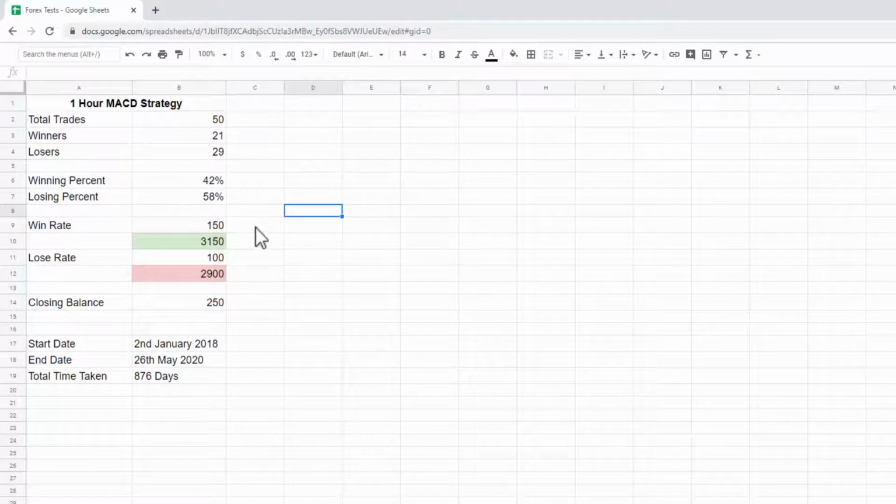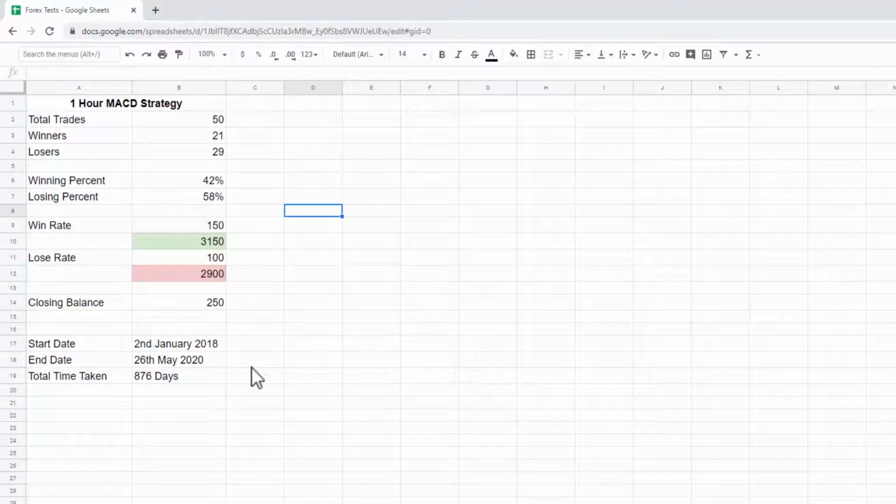Now, if we take a simulation that we were winning $150 per trade and losing $100 per trade, after 50 trades, we would have ended up with a positive balance of $250, which isn't good. That's actually a really terrible result, because here's an interesting thing. This entire test simulation was started on the 2nd of January 2018, and it took me 876 days to fill up 50 trades, to get 50 entry signals. So the end would be the 26th of May 2020.